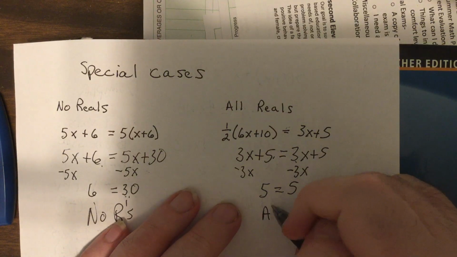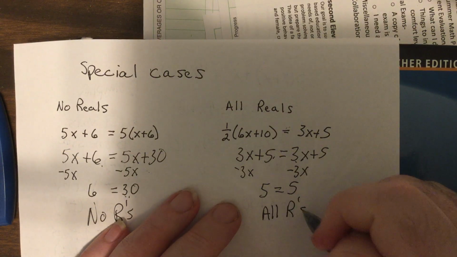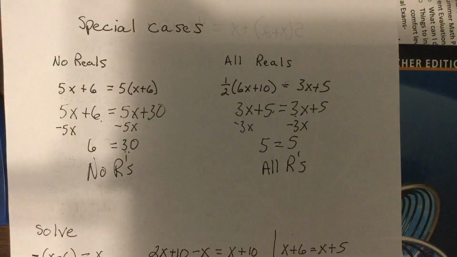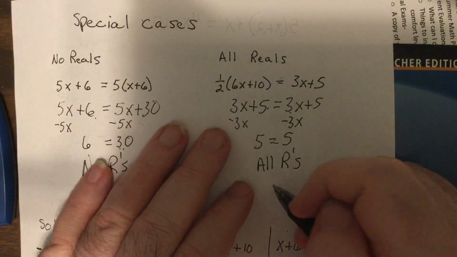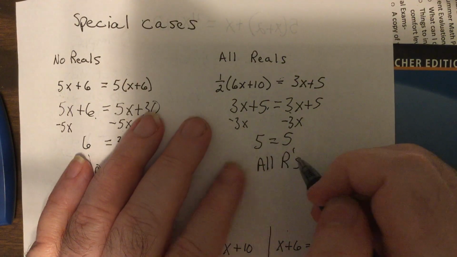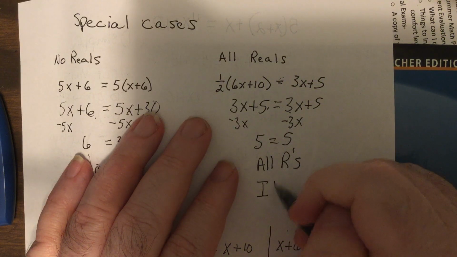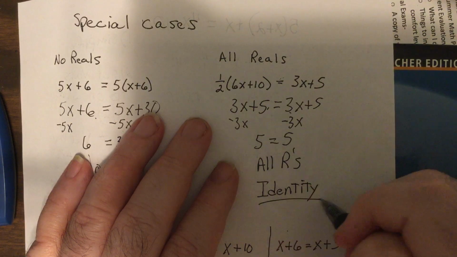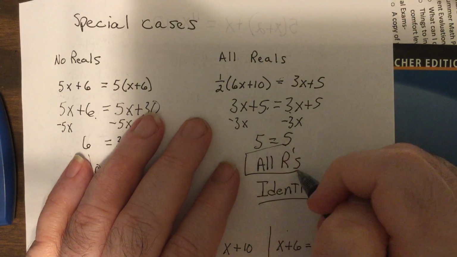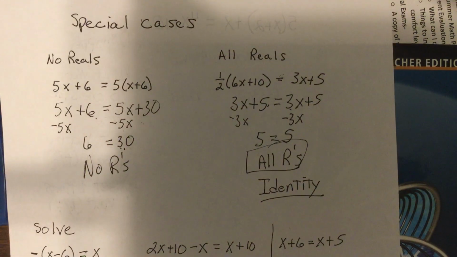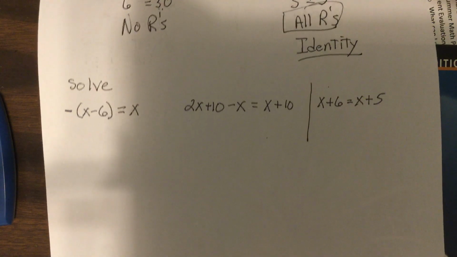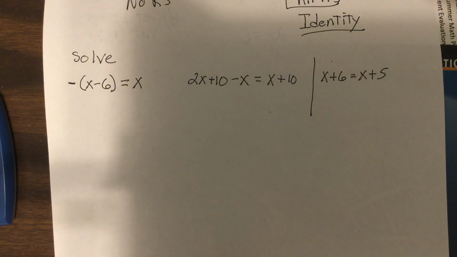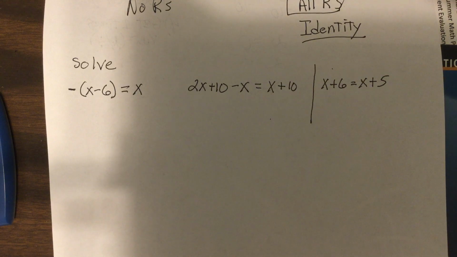I like all reals. Now, some books call it identity. I don't like that because to me it doesn't sound like what it is, all reals. So if you see identity in the book, well, that's what it means, all reals. But I like all reals. Everything works. So I have 3 little problems for you right there. Freeze the camera, then do them.